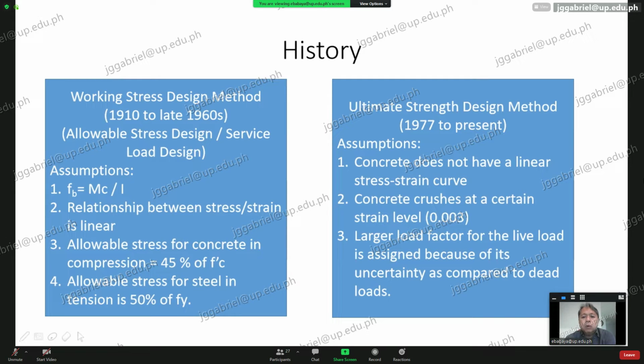One example of buildings are Palma Hall and Melchor Hall. Okay, the way they were designed is using the working stress design method, so you would expect that it is conservative. Okay, and then we have the ultimate strength design method. Okay, started from 1977 to present.